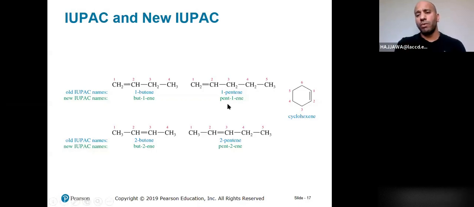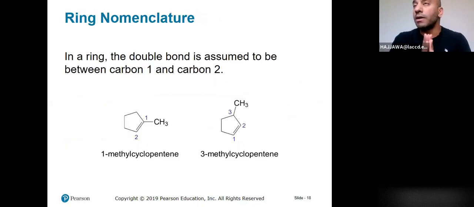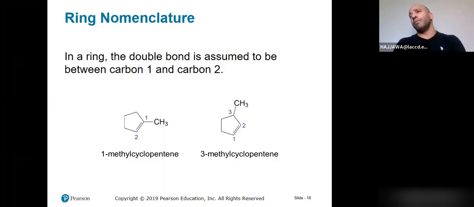Here's another one. If you have basically pent-1-ene. Here's another one where the alkene is on carbon number 2, so that would be but-2-ene, pent-2-ene, and here's a cyclohexene. Cyclohexene. Do I need to say cyclohex-1-ene? No, you do not. When it's a cyclic alkene, we assume the alkene unit would be 1 and 2.